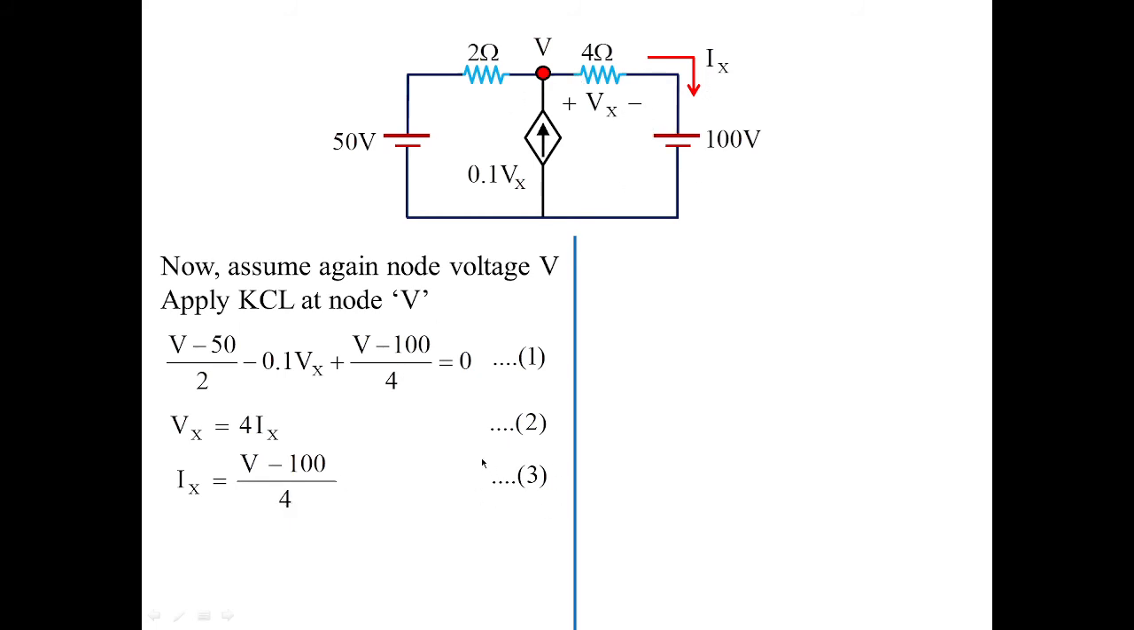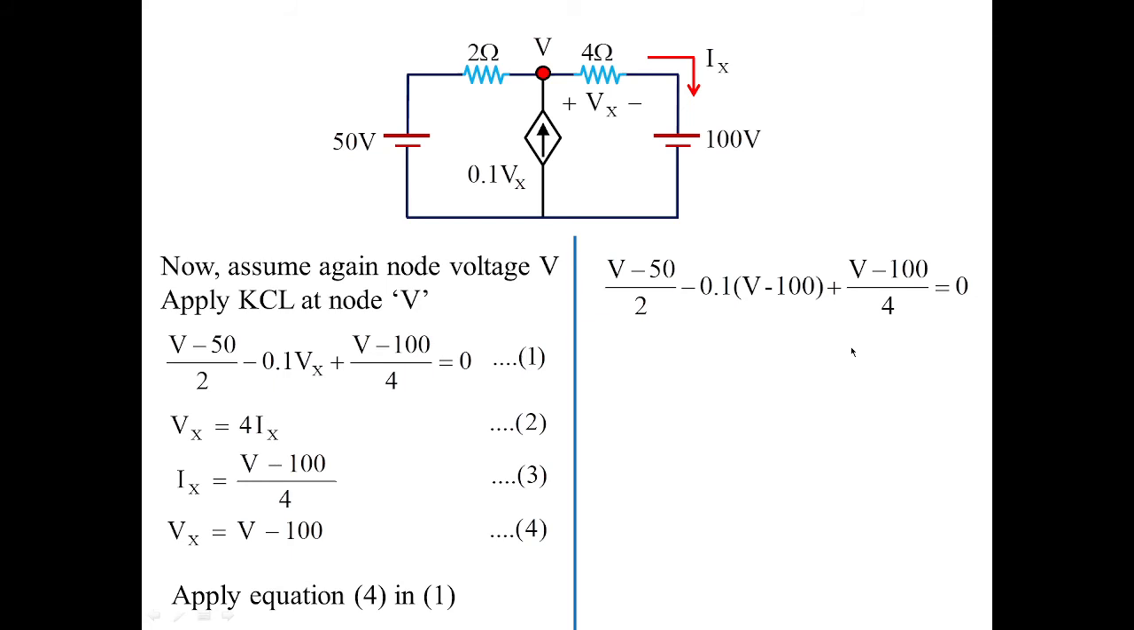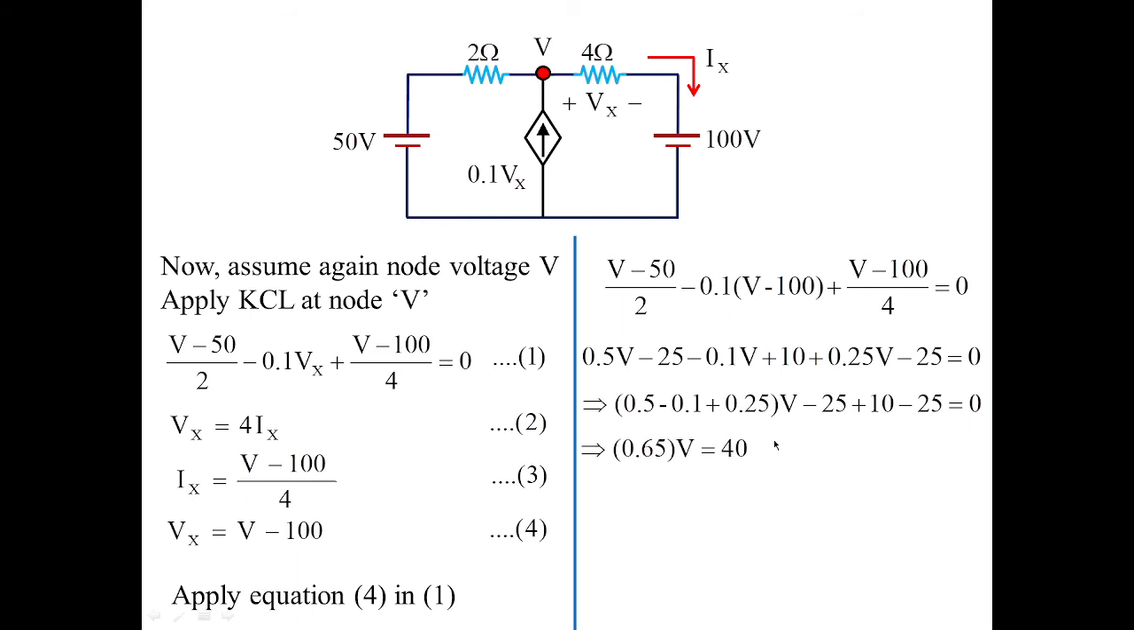Substituting these three values in one another, we are going to get Vx is equal to V minus 100, and applying this equation 4 in equation 1, I'm going to get V minus 50 by 2 minus 0.1 Vx substitution is V minus 100 plus V minus 100 by 4 equal to 0. You can simplify this in this fashion and we are going to get 0.65 V is equal to 40. With V, we are going to get the value as 61.53 volts.